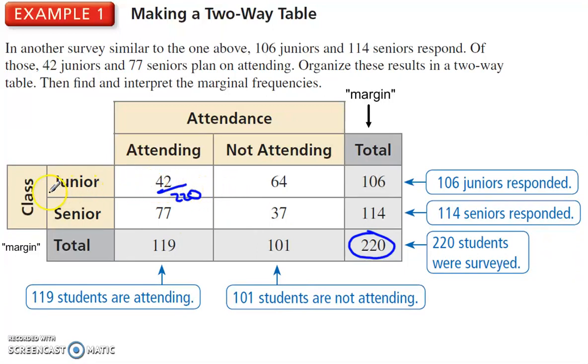If you wanted to know, of juniors, how many are attending, I could just make it out of 106. Of those attending, what's the probability they will be a junior? We could take the total for attending, so 42 out of 119. Once we've organized it, it's pretty easy to find a probability using a two-way table that way.